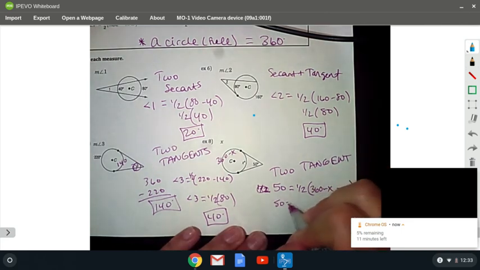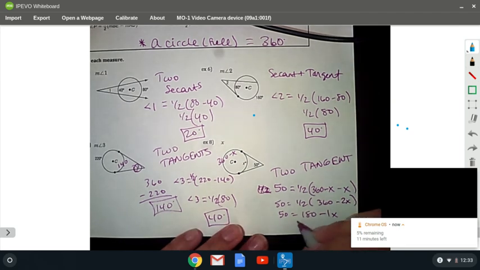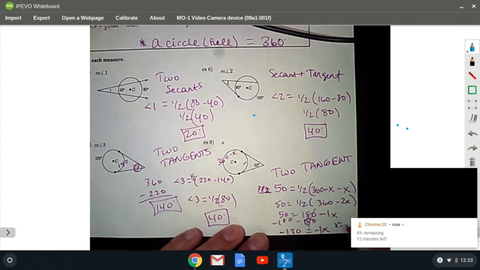So when I simplify that algebraically, I get 360 minus 2x. Half of 360 is 180. Half of negative 2 is negative 1. Then I'm going to subtract 180. I get negative 130 equals negative 1x. So x is 130 degrees.